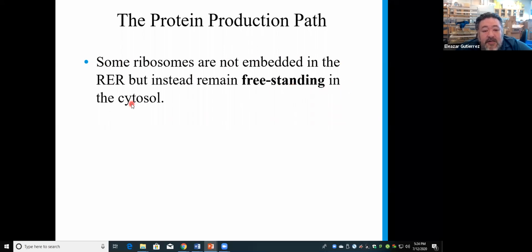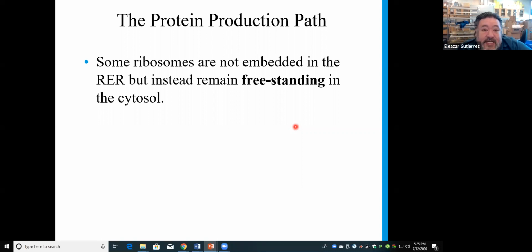Okay, some ribosomes are not embedded into the rough endoplasmic reticulum, but instead remain freestanding in the cytosol. The significance of this is that the protein that's being produced by this ribosome is not going to be transported anywhere. It's going to be produced on site to be used on site. If the protein is being produced in the rough endoplasmic reticulum, it means that it needs to be transported to some place specifically. It might be a membrane inside the cell, it might be the plasma membrane, or it might be outside the cell.